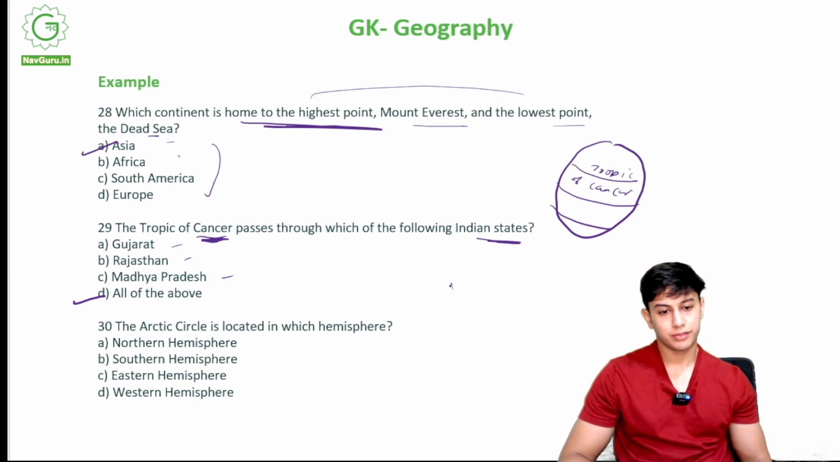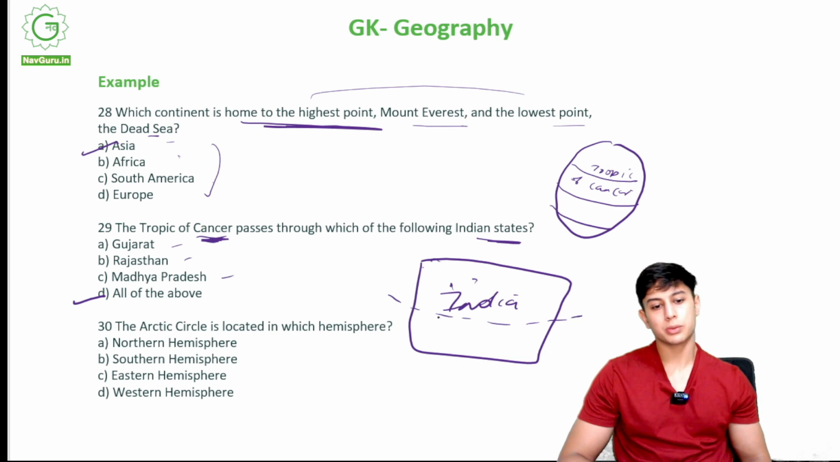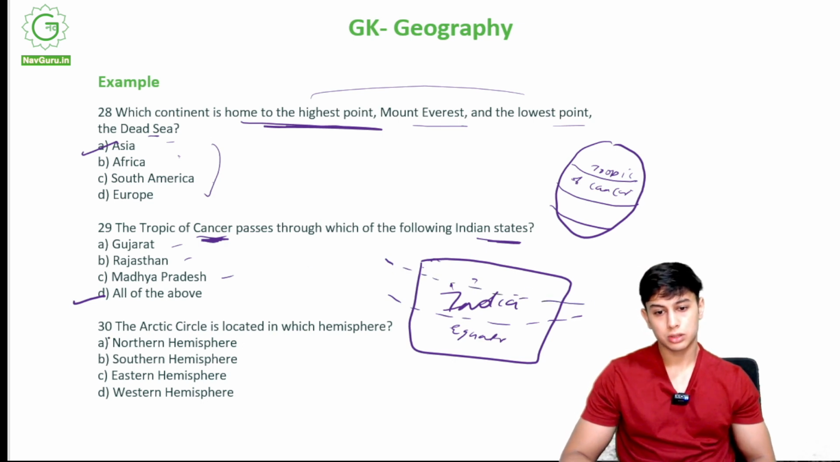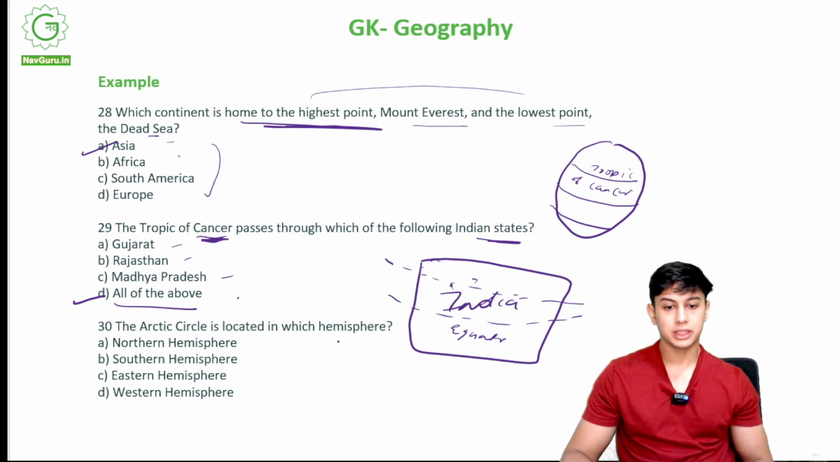So if we have India, for example, I'll keep it as a box, right? We have the equator going as well. Equator. Now, Tropic of Cancer. It passes through Gujarat, Rajasthan, and Madhya Pradesh. All of these.